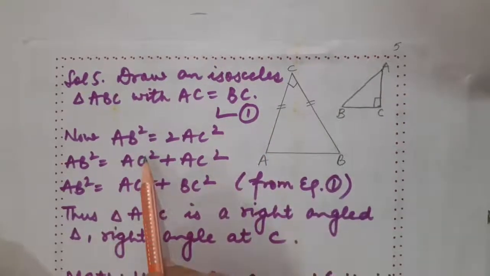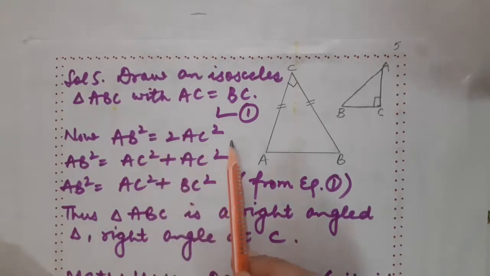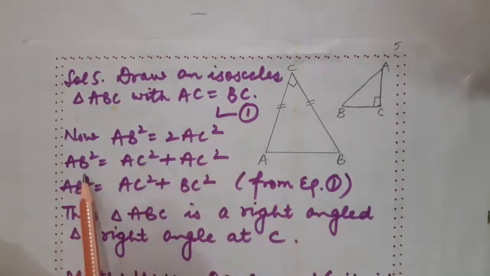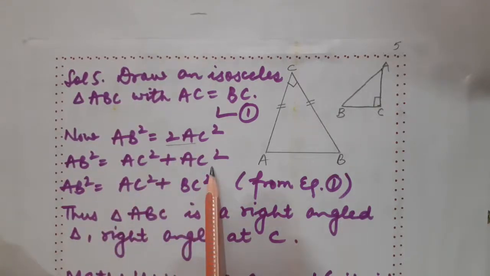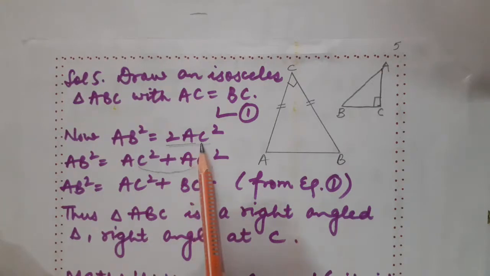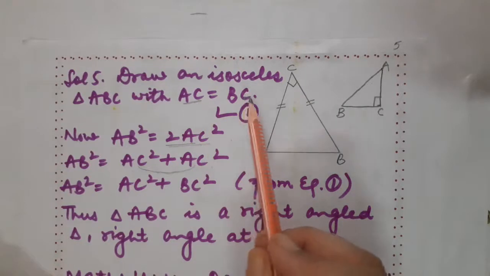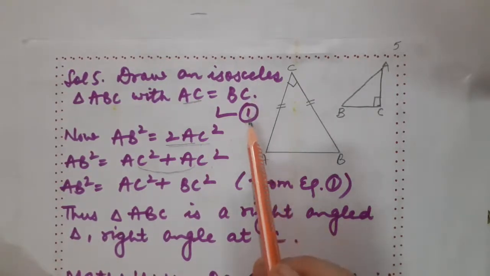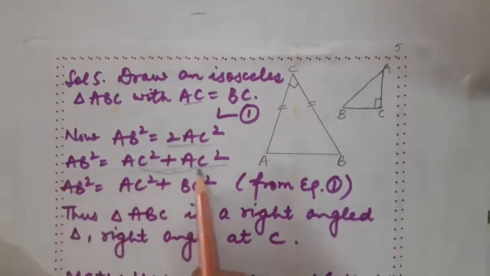Now what else is given to us in the question? That AB square is equal to twice of AC square. So children, can I write it? AB square is equal to AC square plus AC square, because AC square plus AC square will again become twice of AC square. Okay. So as I know that AC is equal to BC, just put the value of AC from equation number 1 in this equation.